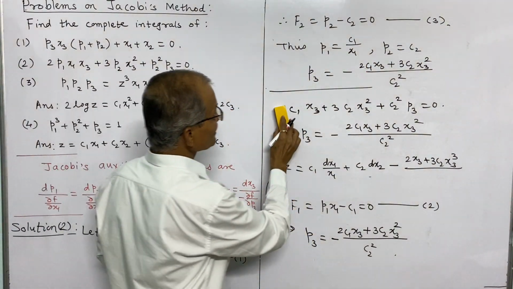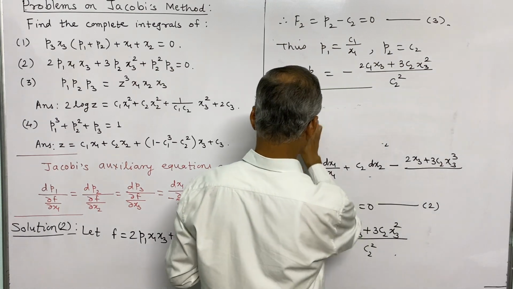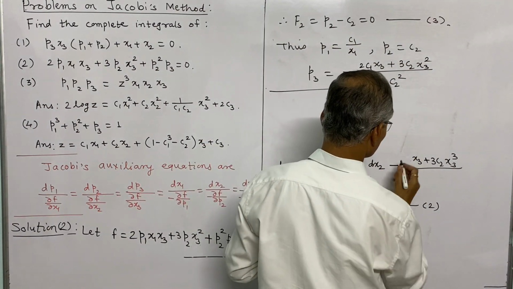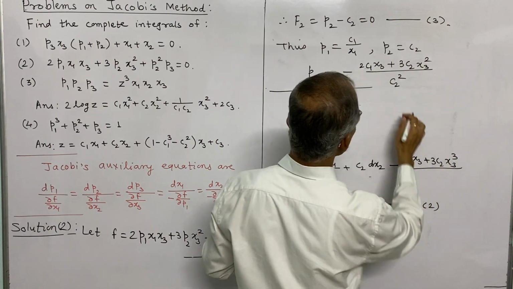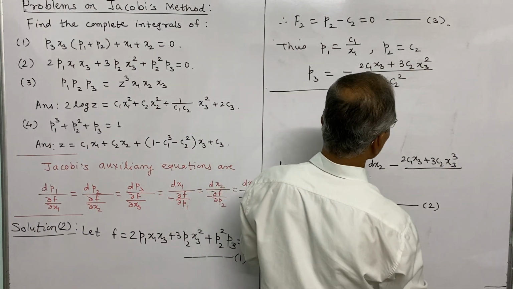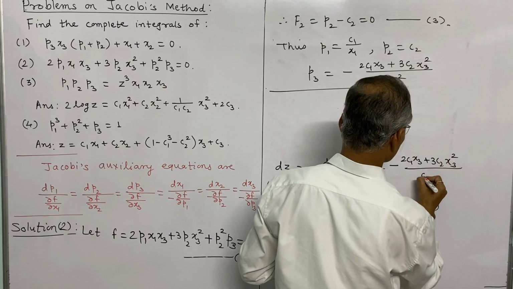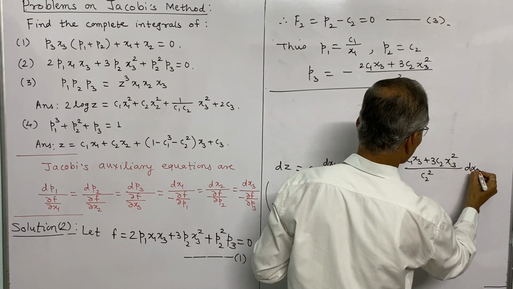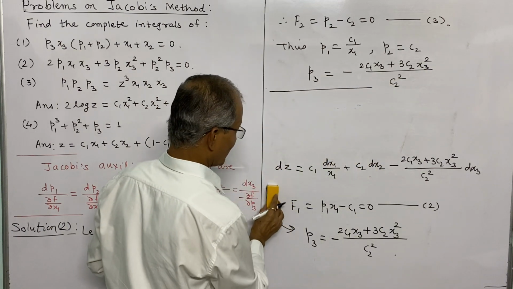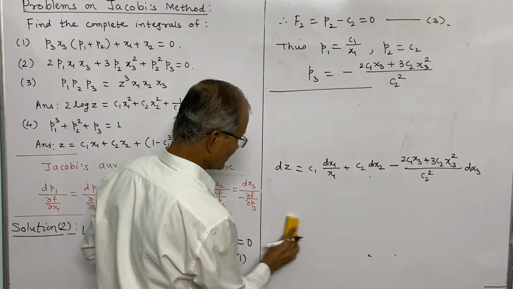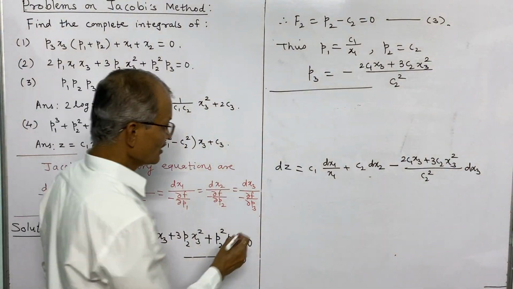So after correcting this, we will put these values in dz, and that is 2c1 x3 plus 3c2 x3 square divided by c2 square into dx3, and thus we have to integrate this. Integrating gives the solution.